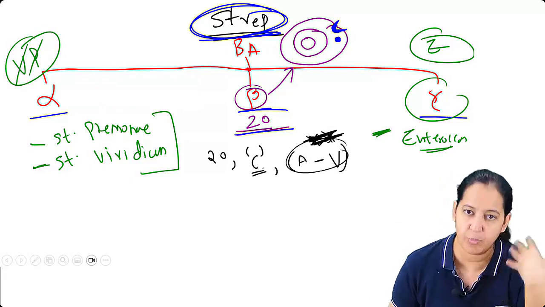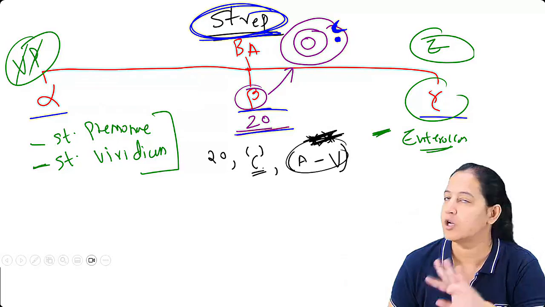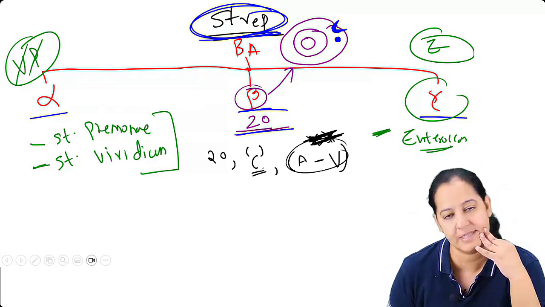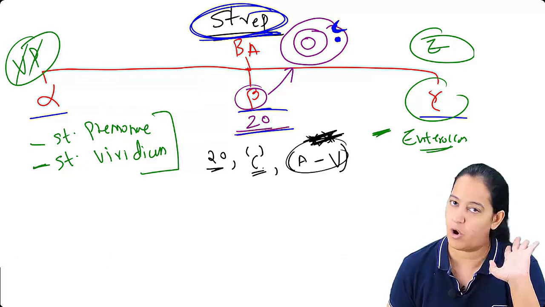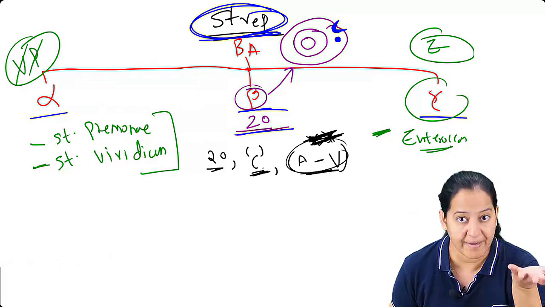So I will say group A, group B, group C, group D, group E, group F, group G, group H. No I, no J. Group K, group L, likewise. Total 20. Okay. Got it. The basis of classification is group C carbohydrate. Got it. Their nomenclature, got it.